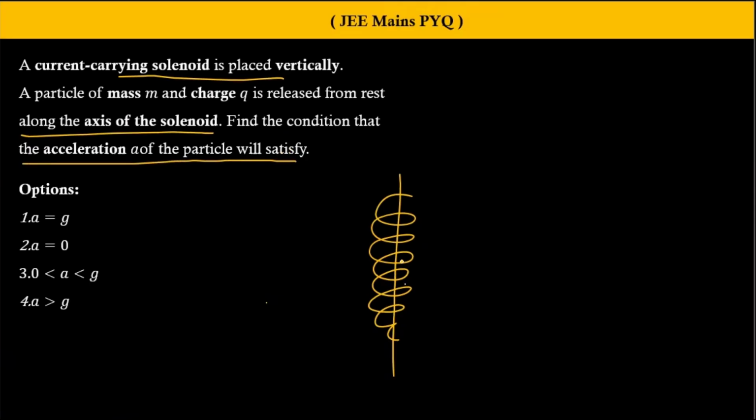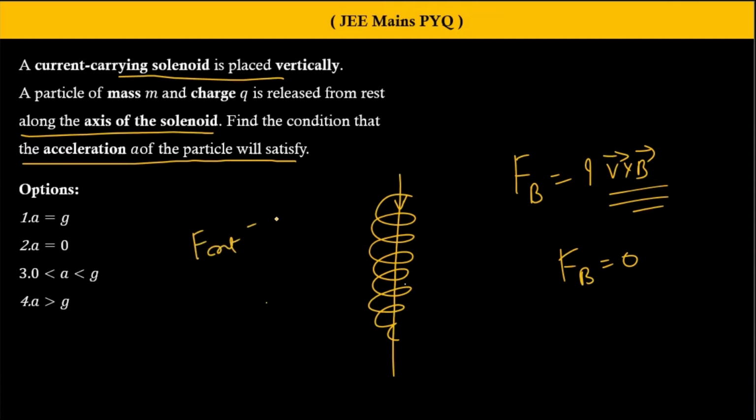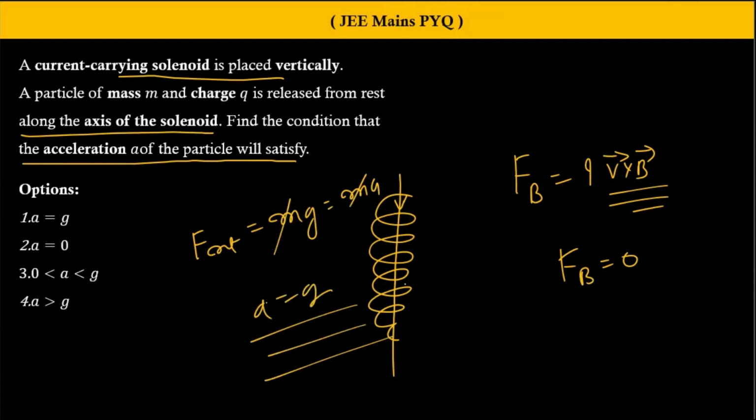Find the condition that the acceleration a of the particle will satisfy. So what will be the acceleration? See, if you release the charge from here, then because of gravity it will gain velocity in the downward direction, and velocity is along the axis. Magnetic field is along the axis. Magnetic force is q v cross B. v and B are parallel, right? So if it is parallel, magnetic force is zero. Only gravitational force will act, and in that case, net force is equal to mg. So mg will be equal to ma, a will be equal to g, you can say. Okay, so this is this thing.